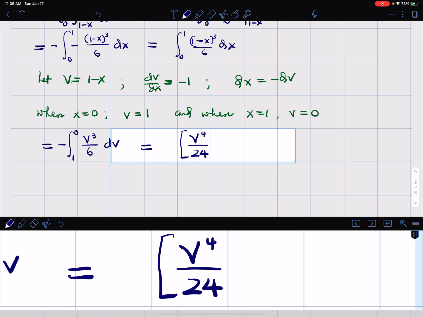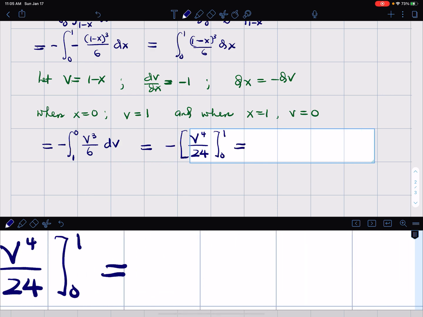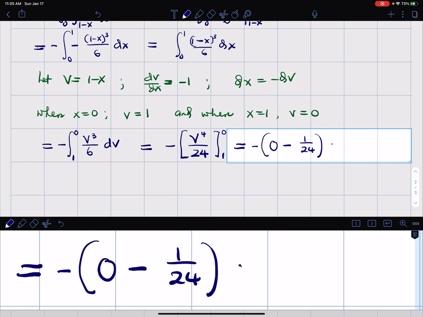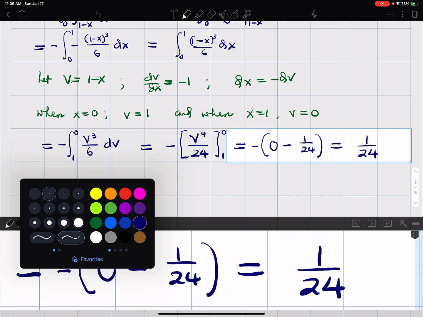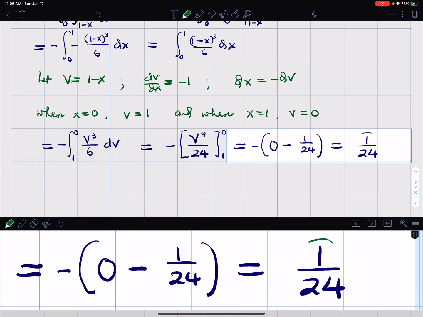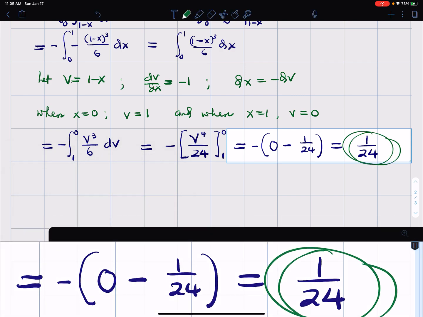And then you plug in 0, you plug in 1, put a negative here. 0 at the top, 1 at the bottom. When you plug in 0, you have 0. When you plug in 1, you have 1 over 24. And your answer is just 1 over 24. So this is your final answer. Final answer: 1 over 24.